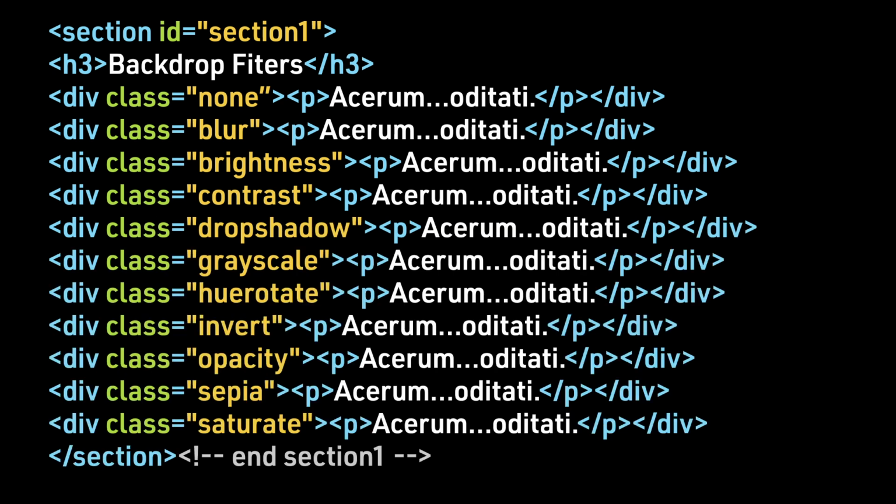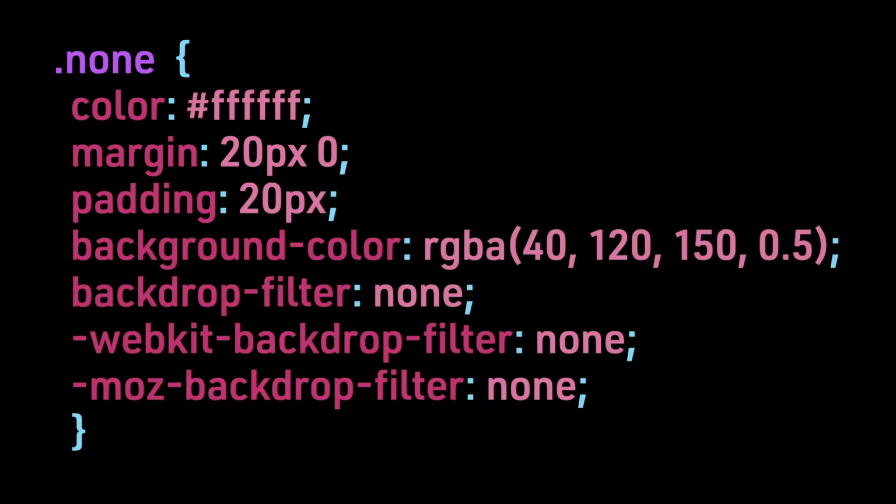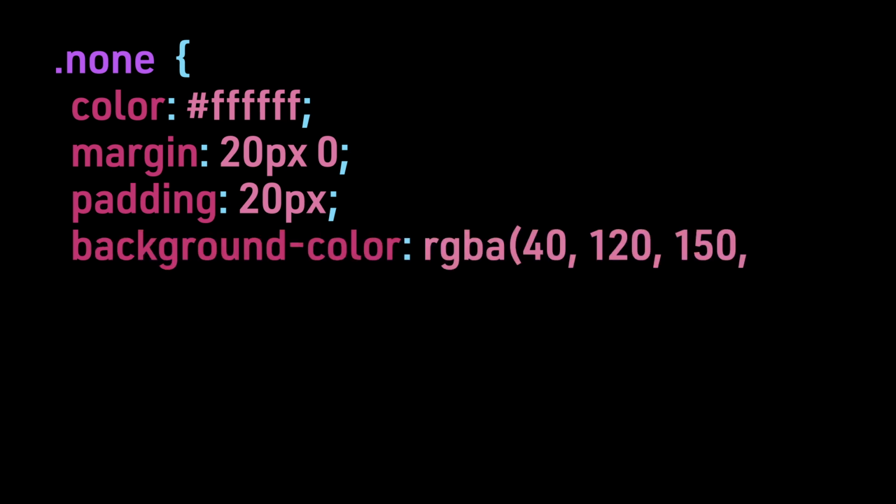Here's the HTML. Note, the placeholder text has been truncated, and we are again using class attributes so our CSS can be targeted. Now let's look at the CSS. First, we are loading a background image into our body. Then we have a div that contains a background color with a 50% transparency. The first option is a backdrop filter set to none. We're using our prefixes to help the Safari and Firefox browsers recognize the property.